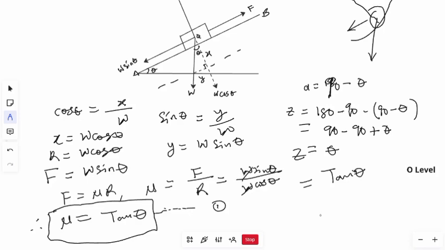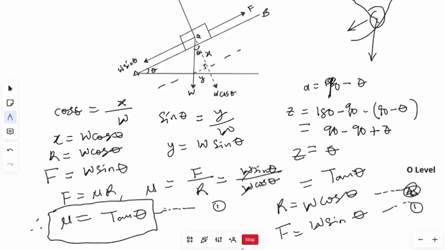The second formula is that your reaction equals W cos theta. That's 2. And the third one is that your limiting frictional force is W sine theta. Okay, maybe this one, that of sine, should be your first, and this one second, and this one third. So those are the three main formulas that you need to be aware of.